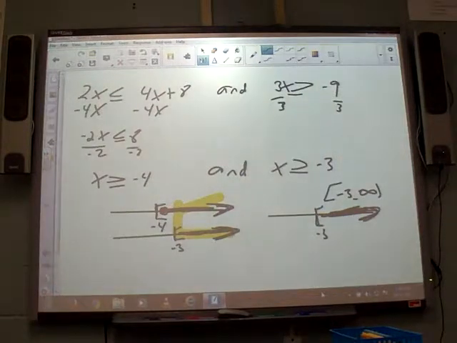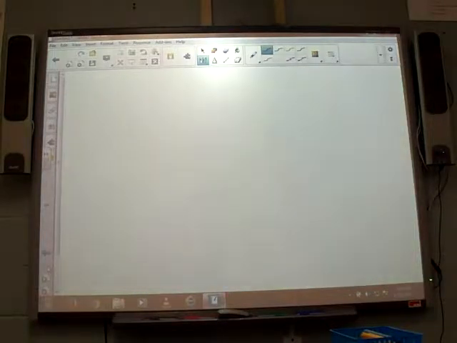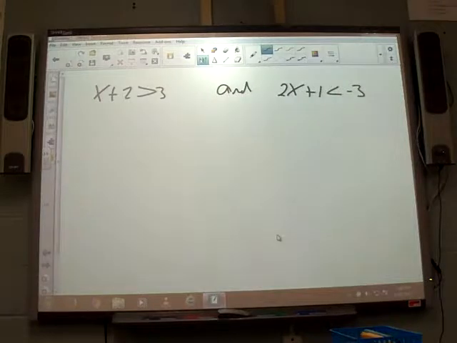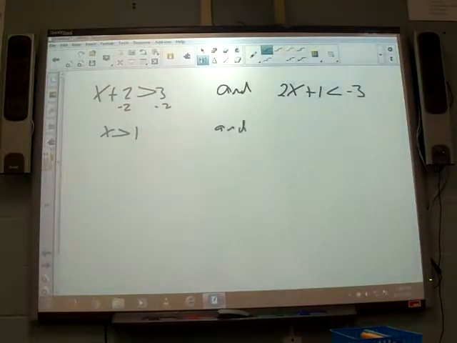Alright, one more weird "and," intersection "and," one more weird one of those. I've got x plus 2 is greater than 3 and 2x plus 1 is less than negative 3. Okay, this is another abnormal one. You should have the one on the left solved already. Everybody get that? Okay, what about the one over here?